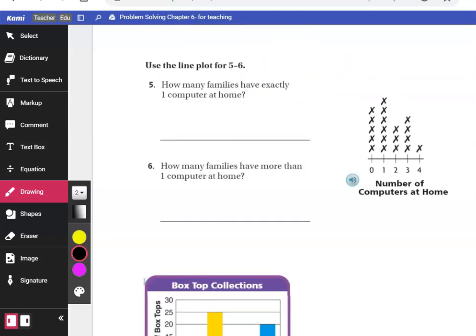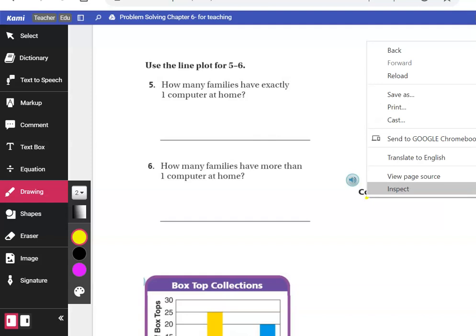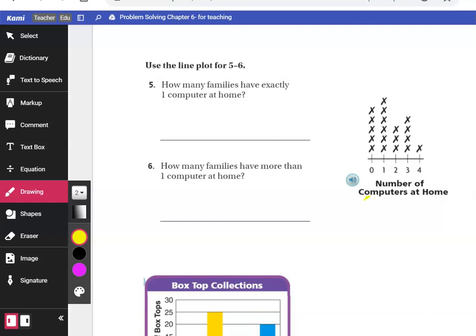Okay, we're going to complete 2 more problems. We're going to use the line plot for numbers 5 and 6. So if you take a look over here to the right, this is a line plot type of graph. And so I always take a look at the label of my graph. And if I look here, it's the number of computers at home. Okay, so maybe they're taking information about students who have computers at home. Okay, these are the numbers of computers.